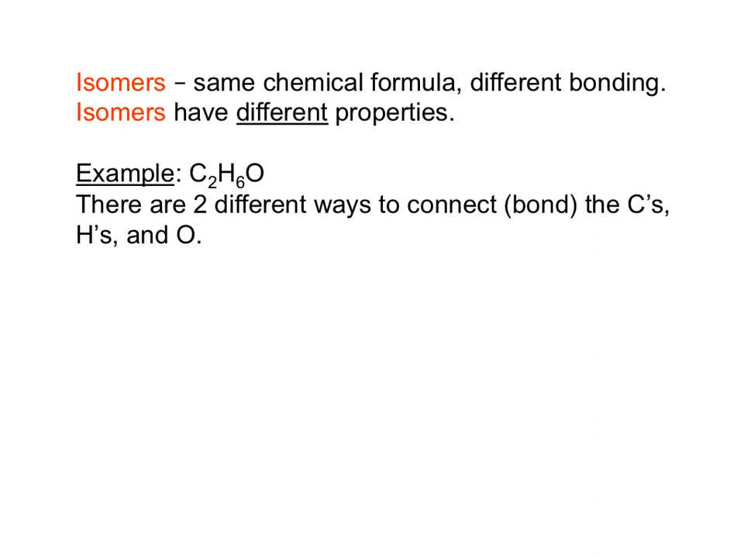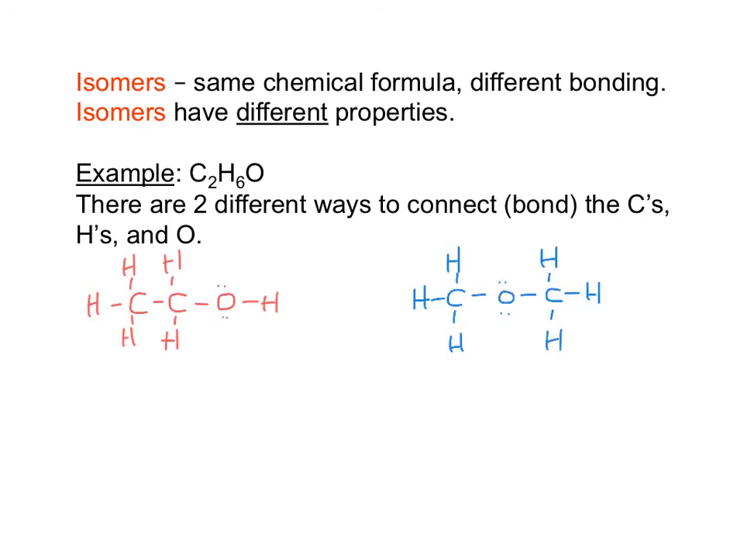Isomers are two compounds that have the same chemical formula but different bonding. Each isomer usually has different properties. So stop the video and draw the two isomers of C2H6O. And here are the answers. The one on the left is ethanol, an alcohol which we humans can drink in small quantities without getting too sick. The one on the right is an ether, a common organic solvent.